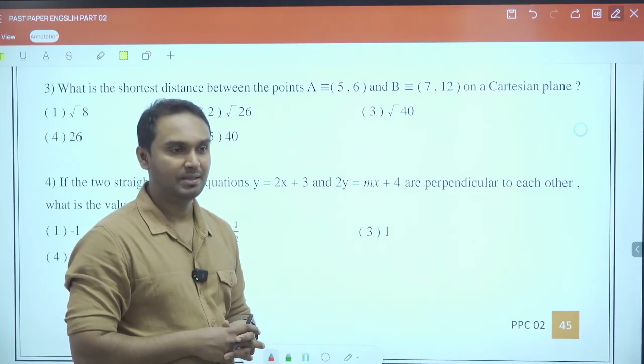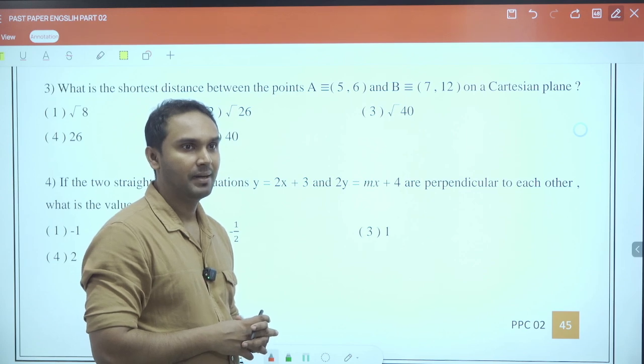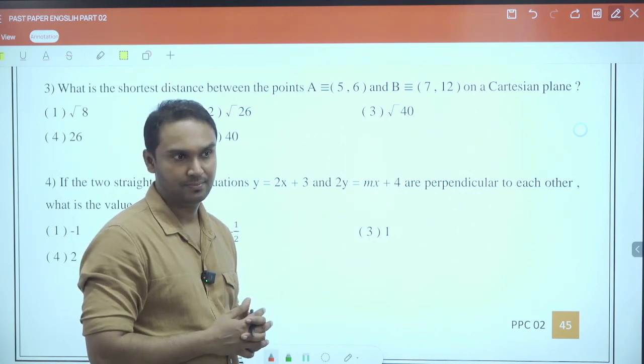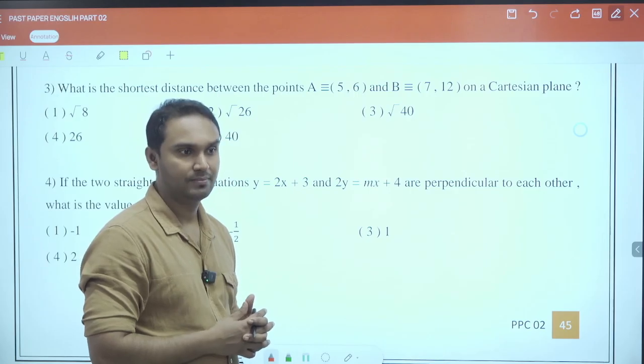Yeah, so it will be simply the Pythagoras that you have to put. Distance between 2 points.